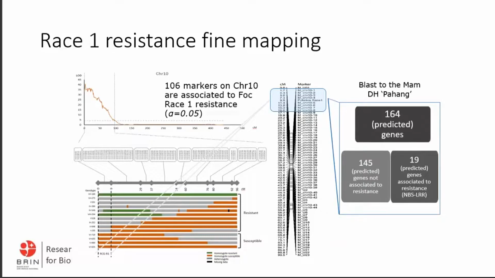And eventually, we found 4 markers that associated to the resistance at the tip of chromosome 10, out of 106 markers above the LOD. And in this region, we identified 19 genes or predicted genes out of 164 genes that associated to the resistance based on double haploid Baham sequences.